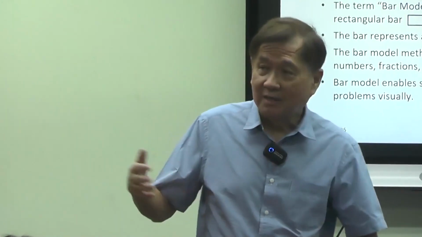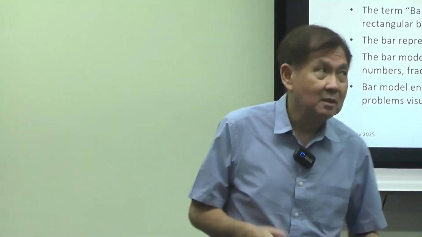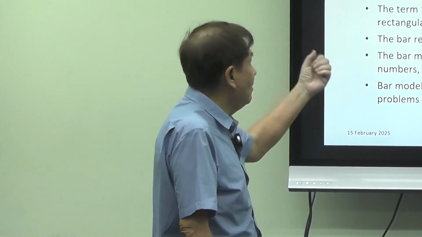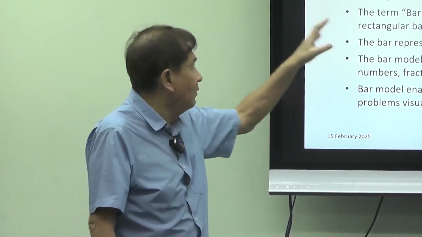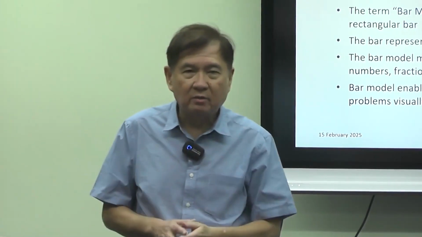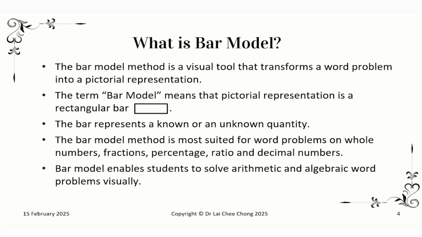Am I right? Whether it's in the grade 1 all the way to grade 6, they face the same problem there. So, now this whole idea why we need the bar model, which is a visual tool to transform word problem into a pictorial representation. They see a picture. Okay, so this whole idea there.